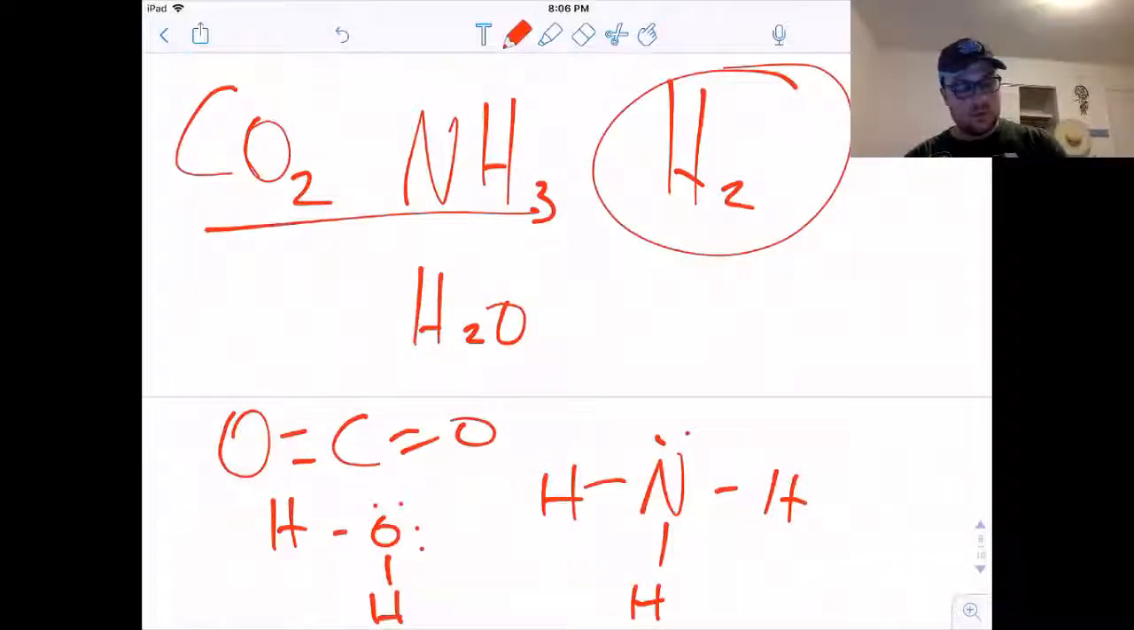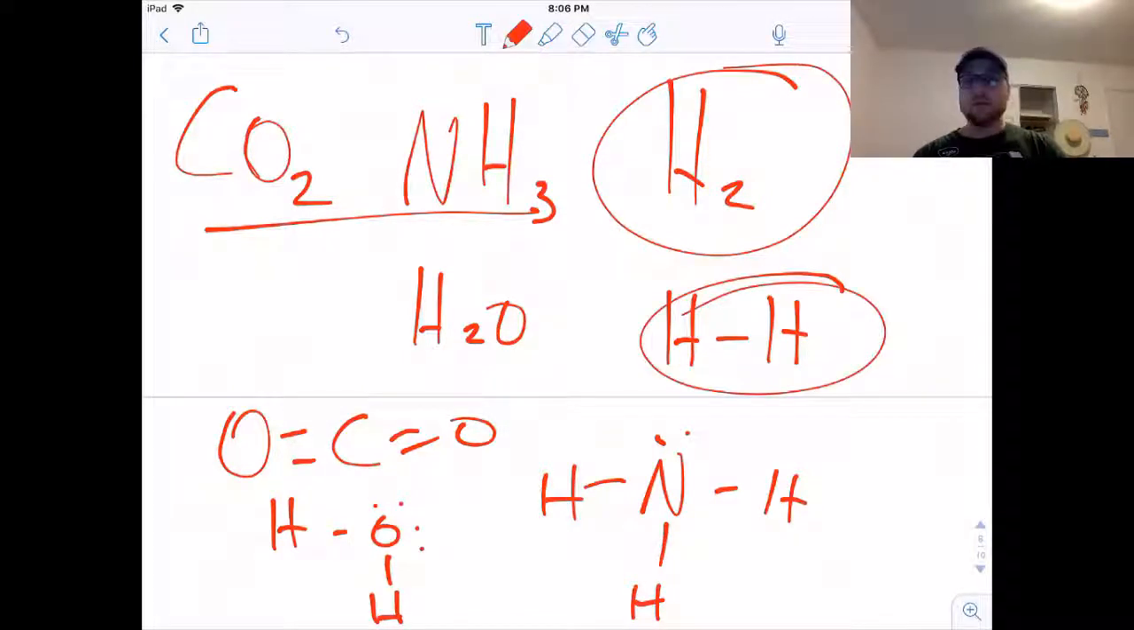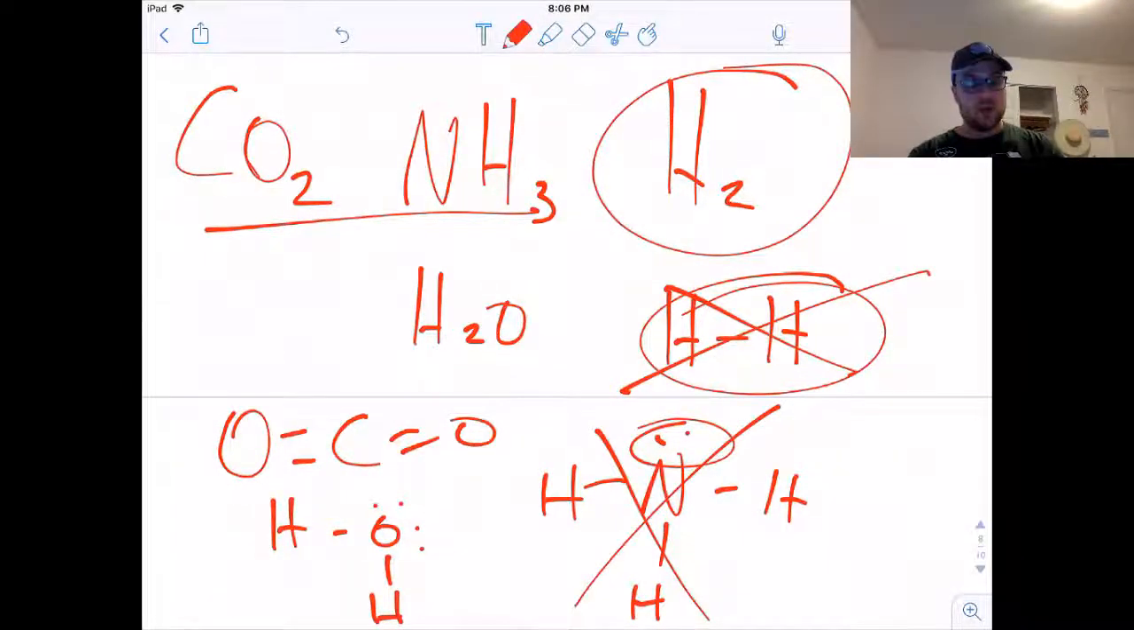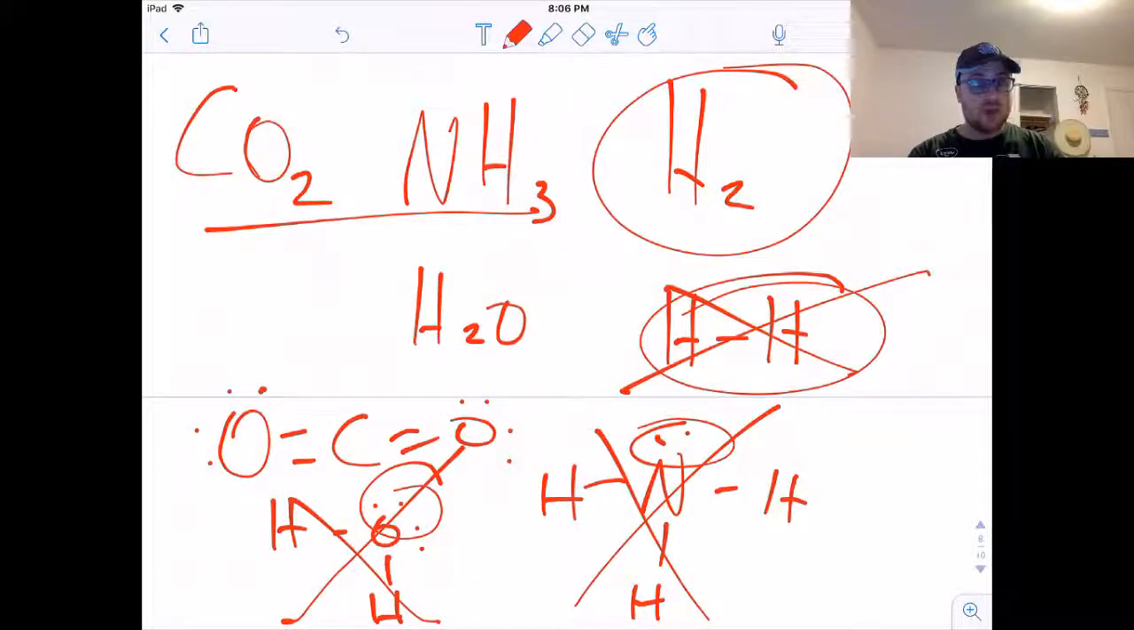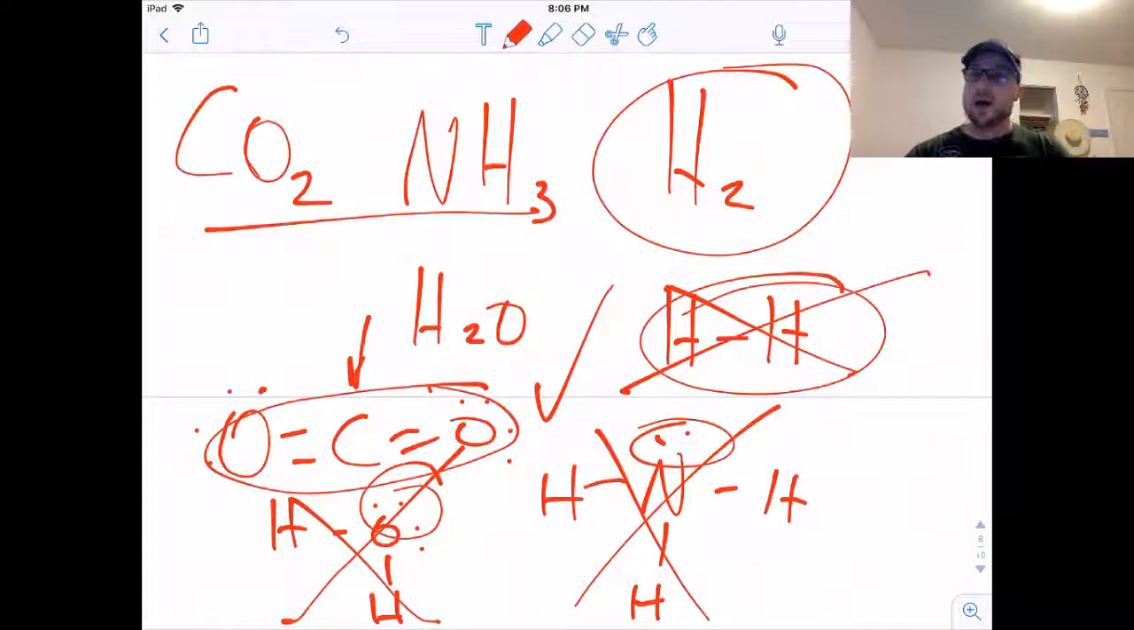Same thing. The thing is bonded to itself. This atom is bonded to the same atom. Nonpolar bond, nonpolar molecule. Lonely dots, polar bond, polar molecule. Bonded to something different. However, there's no lonely dots on carbon. Check. Polar bonds, different atoms, nonpolar molecule.